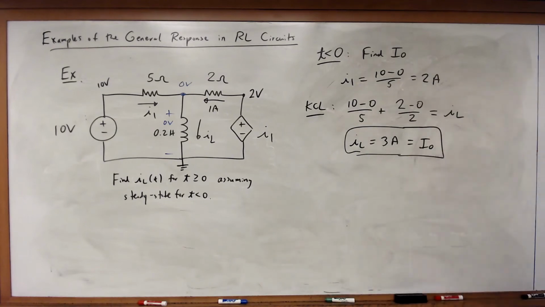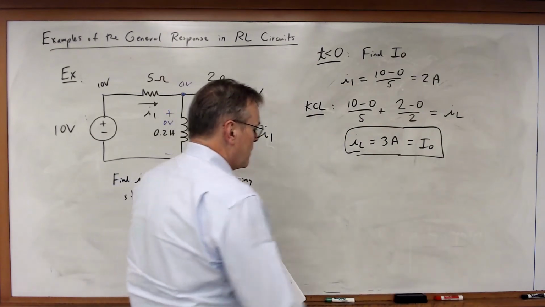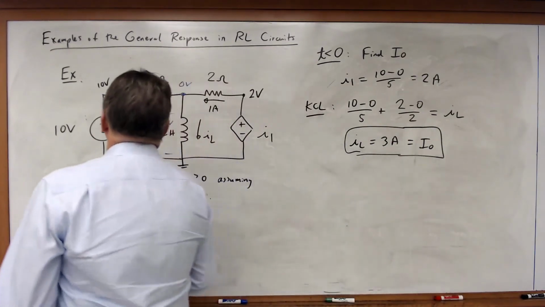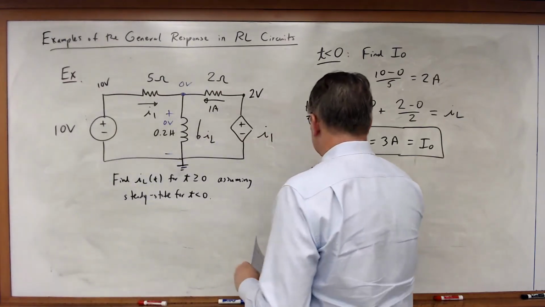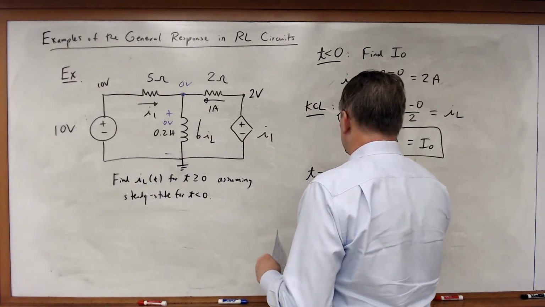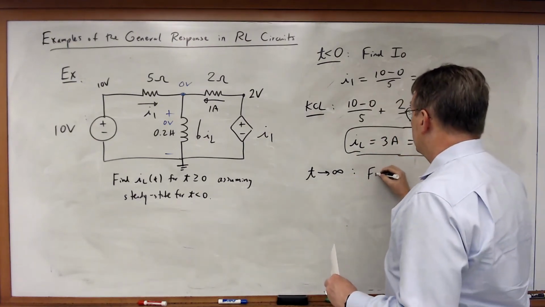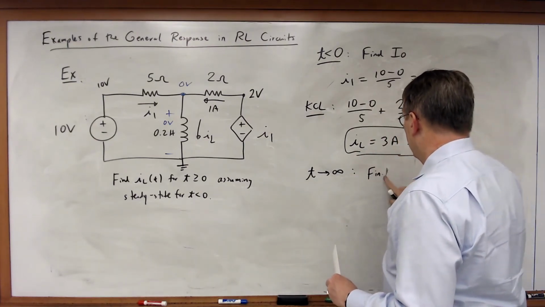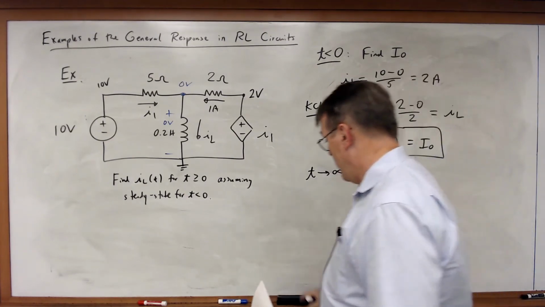So there's my initial condition for t less than 0. Now let's look at the circuit when t is greater than 0, or actually in this case, when t goes to infinity. After the switching event, let's let t go to infinity, and let's find IF. Let's find the final value.